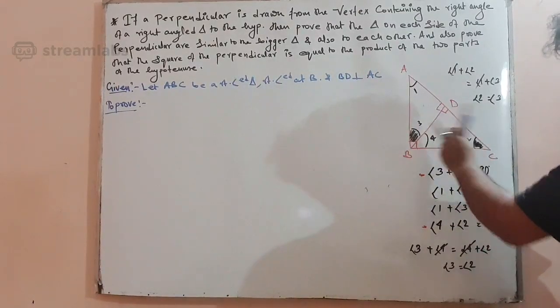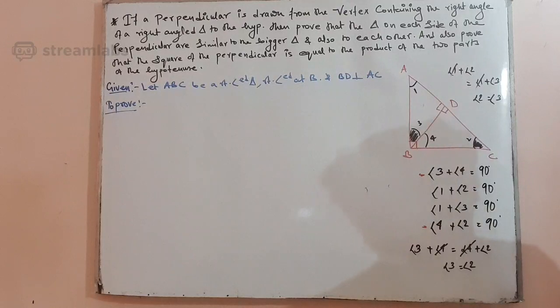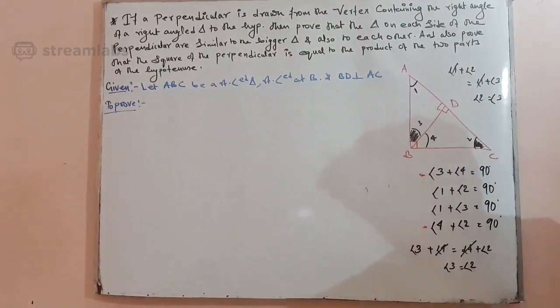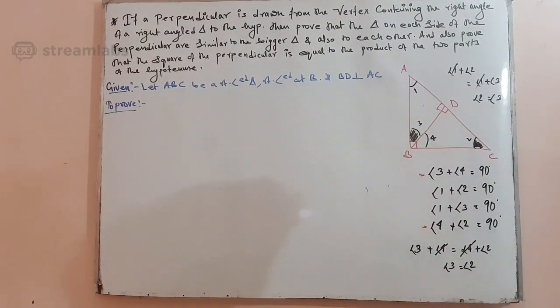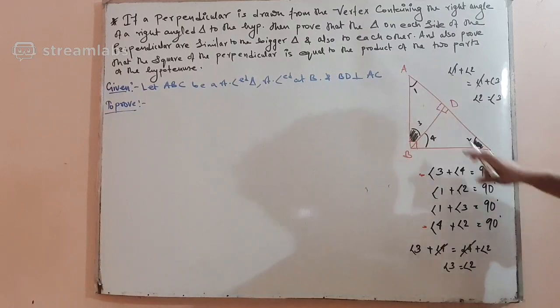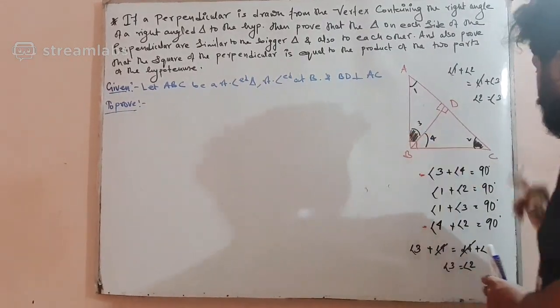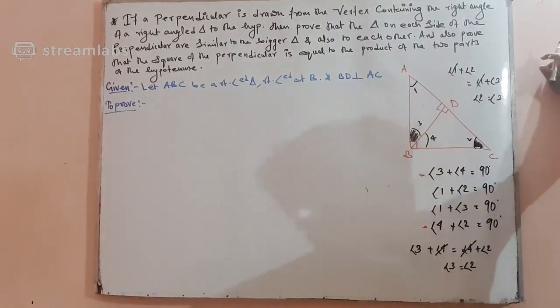We get the same result. I want 4 and 1, and 4 and 1 is also equal. Because 3 and 2 are equal, 4 and 1 should also come equal.